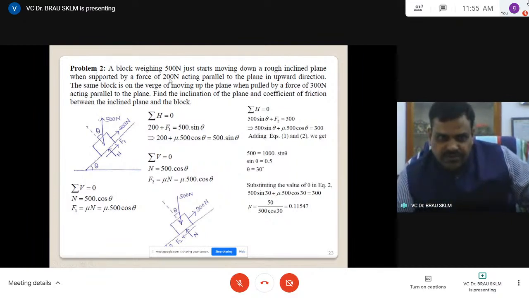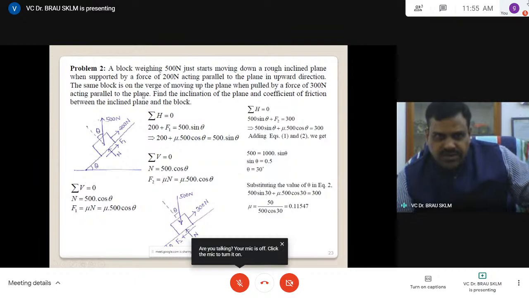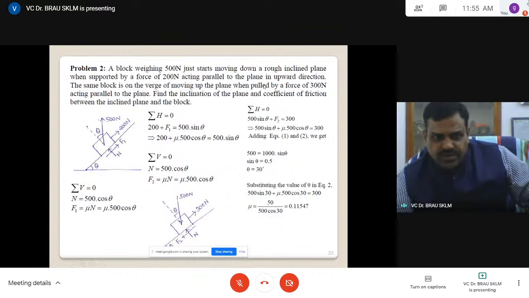Inclined plane when supported by a force of 200 newtons acting on the plane in the upward direction, and pulled by a force of 300 newtons acting on the plane, moving up the plane when pulled out by a force. Find the inclination of the wedge moving up the plane. Both are in the upward direction. There is no downward force here. Weight is always acting downward, there is no question of upward. In both the cases, it is given upward only. There is no question of downward.